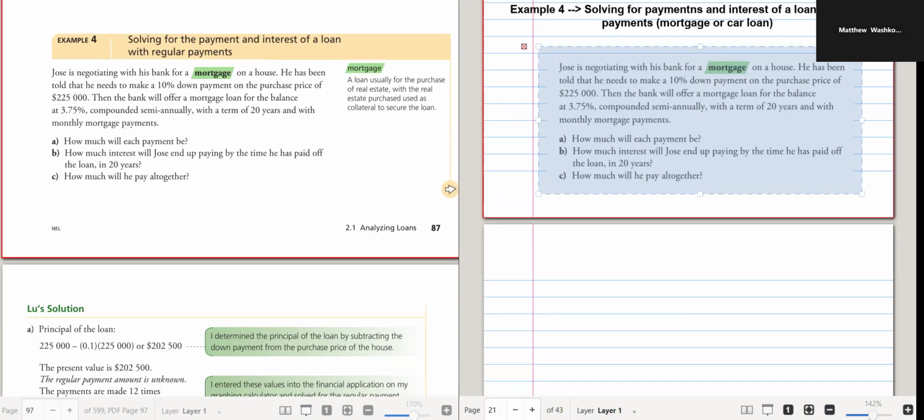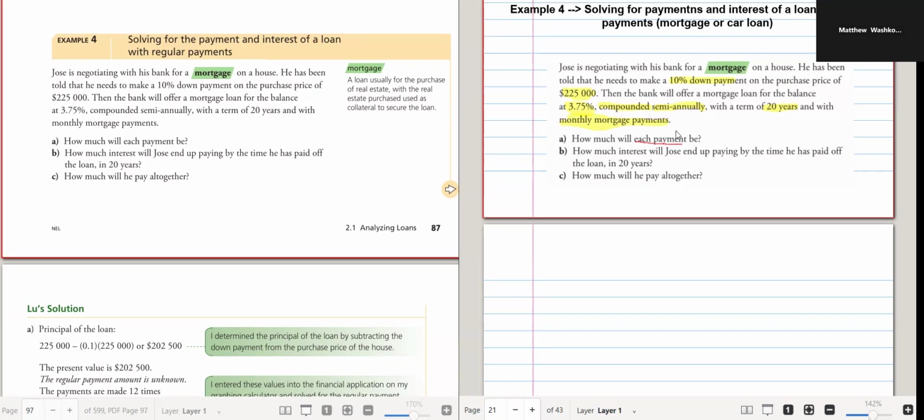All right, so let's start out here. So with question A, here's what we know. So we know he's doing a mortgage. Now, when you do a mortgage, you need a down payment. Usually it's 5 to 10% on your first home. This is how much the home is. He needs to pay 10% of that. And so after he's done that, the bank's like, all right, you can save some money. We'll play a game with you. And the banks will offer him a mortgage loan on a balance of 3.75%, and it's compounded semi-annually. The term, it's a 20-year mortgage, and he's paying monthly, as every mortgage in the world works, is monthly payments. How much will each payment be?